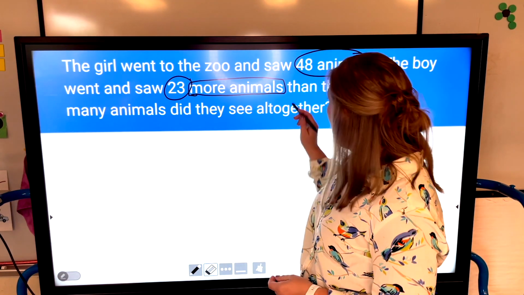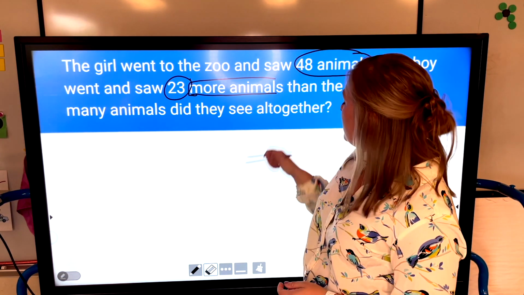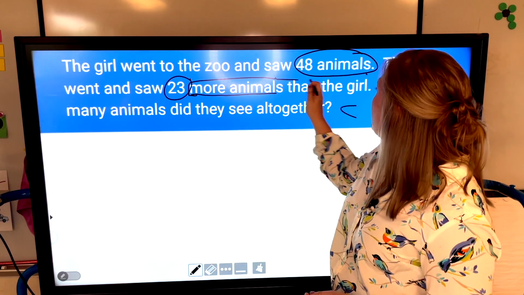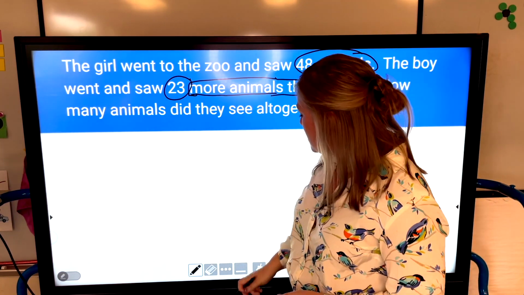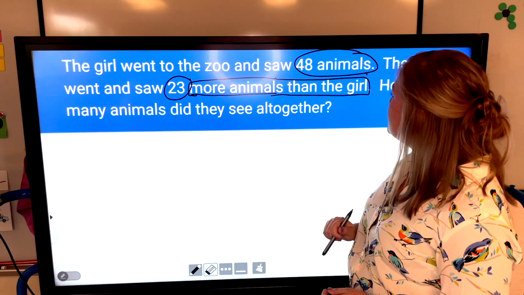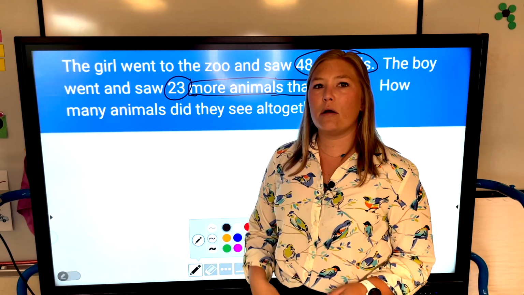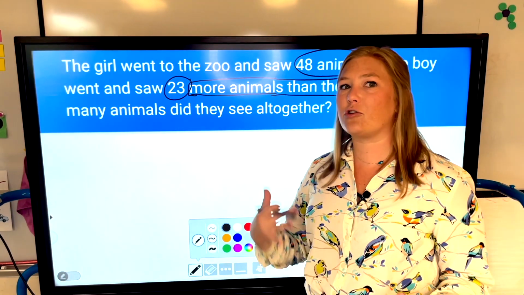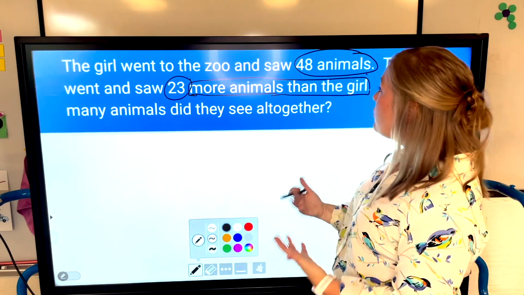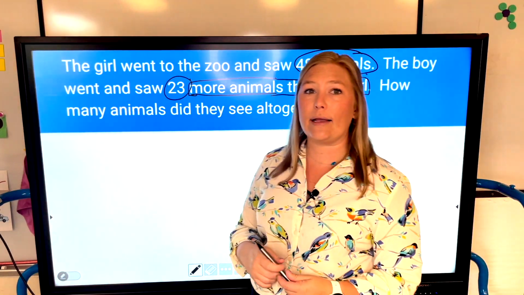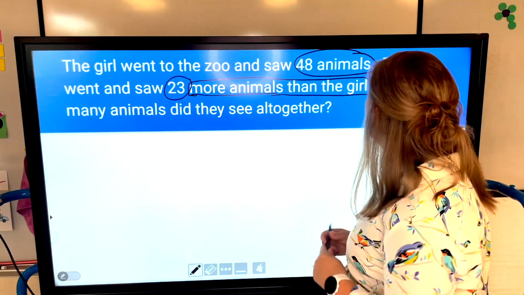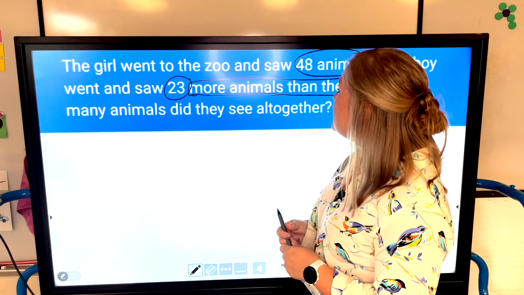And I'm actually going to even add a part to it. I think I missed a part that I wanted to add. Than the girl, because that part's important. That he saw more animals than the girl. He didn't just see 23 animals. He saw 23 more than the girl. And we know the girl saw 48. I wonder what we're going to do there. How many animals did they see all together?